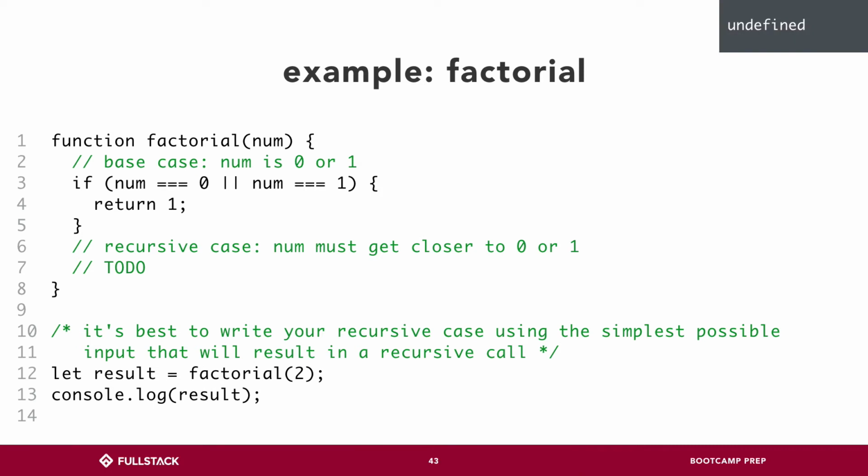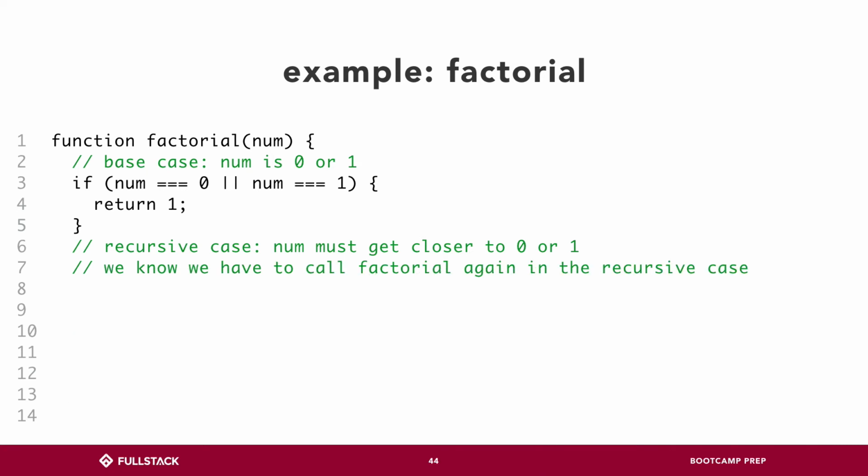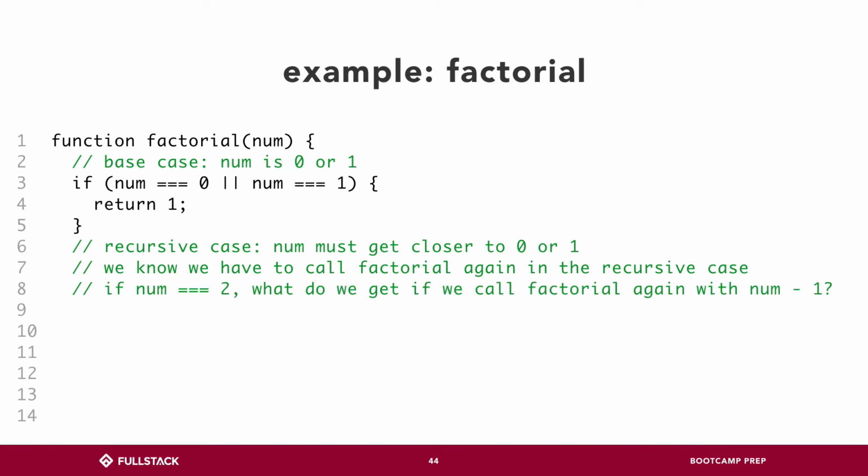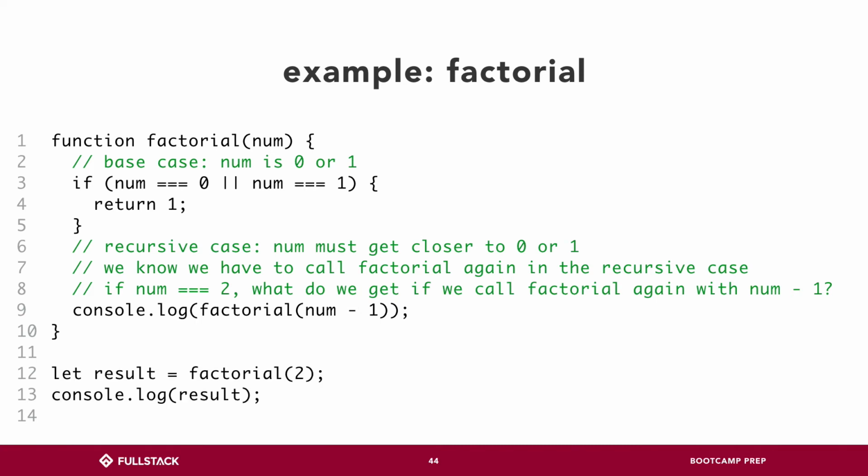So, of course, right now, it's undefined because factorial doesn't return anything. Functions that don't explicitly return something implicitly return undefined. So here we're getting undefined. So now we know we have to call factorial in the recursive case, and we have to return a number. So if number is 2, what do we do if we call factorial with num minus 1? So we console log out factorial of num minus 1, and if we do result equals factorial of 2 and console that out, let's think of what happens here.